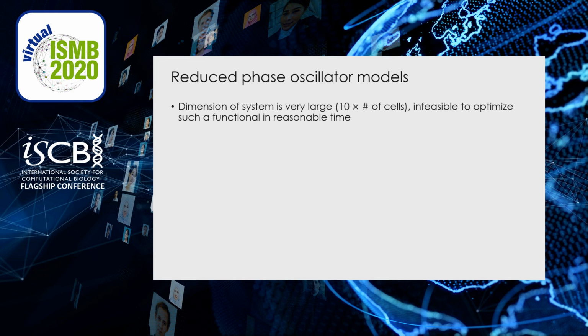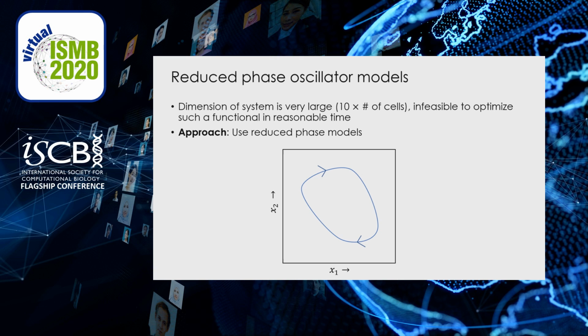And this is where both those tie into the motivation for some of the model reduction work that we do, because, as I mentioned before, this system is fairly high dimensional. So in a system that spans anywhere from tens to thousands of cells, the dimension is 10 times that. And for a cost function of the form written previously, it's rather infeasible to optimize it in reasonable time treating the system with those kind of equations. So the approach we use is that of reduced phase models.